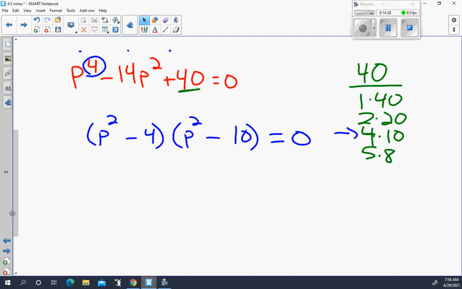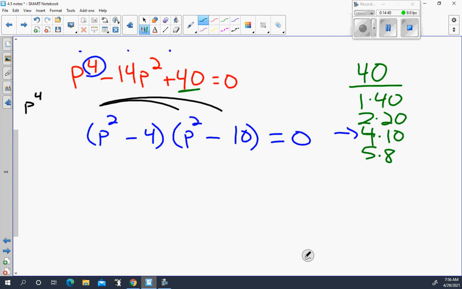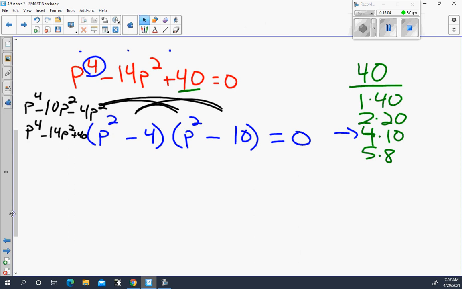Okay, now we can always check, make sure this is correct here by foiling it out. So just off to the side, I know that p squared times p squared is p to the 4th. I know that p squared times negative 10 is negative 10p squared. Negative 4 times p squared is negative 4p squared. Negative 4 times negative 10 is 40. So I'm going to get p to the 4th minus 14p squared plus 40. Okay, so I know that's correct. Just wanted to check my work.